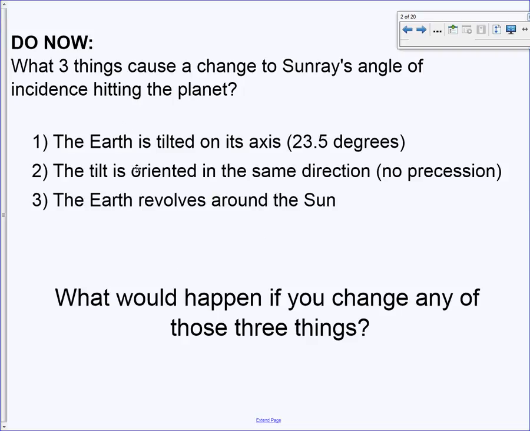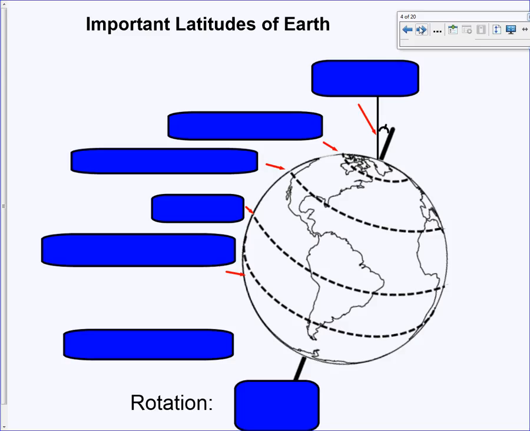If you changed any of these variables, some really interesting stuff would happen. Seasons would totally be different. Day and night patterns would totally change. We'll do a lab on that called RSI seasons in a few days. Okay, so I want to go over a couple of key important latitudes on Earth.